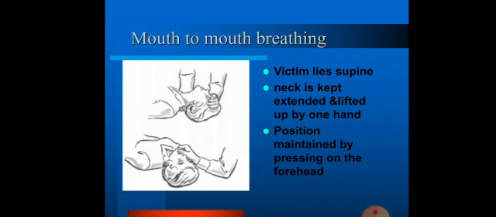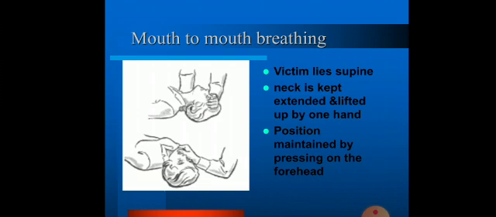Now the mouth to mouth breathing is basically of two types. You have the direct method and the indirect method. The direct method is associated with direct contact of the victim's mouth with the operator's mouth, and the indirect method is where a small tube, around 4 to 6 inches, is placed in between the two subjects.